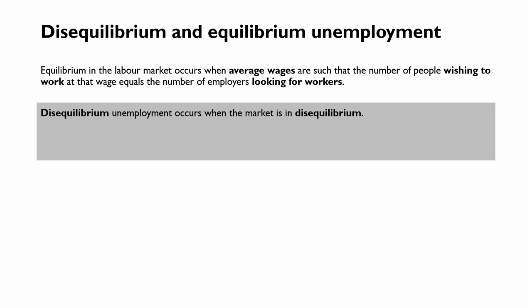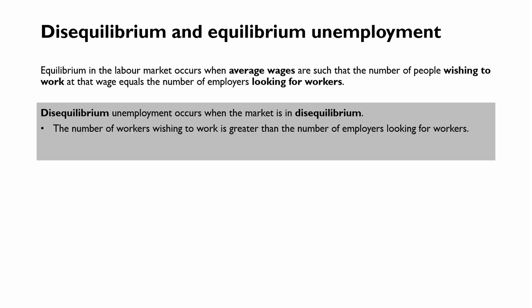Now, disequilibrium unemployment occurs when the market is in disequilibrium, when this isn't the case, when there's too many people willing to work. The number of workers wishing to work is greater than the number of employers looking for workers. That's just real wage unemployment. We've already met that. Real wages are too high.